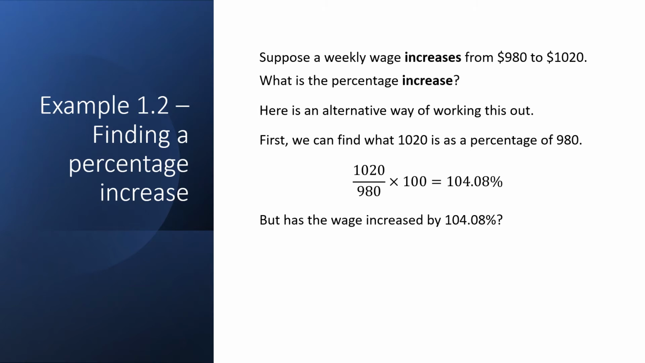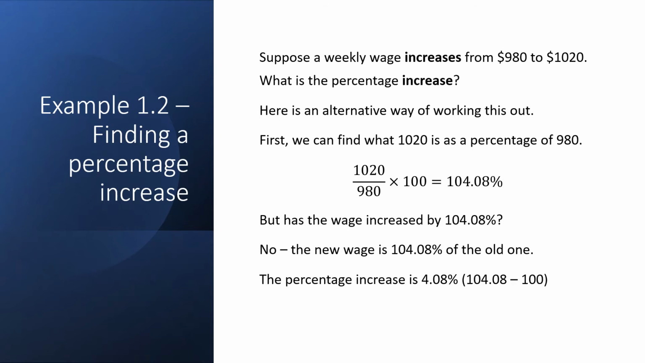Now this percentage tells us that 1020 is 104.08% of 980. It is not the percentage increase. To find the percentage increase, we need to subtract 100 from 104.08, since 100% represents the initial amount, the 980, and the difference of 4.08% represents the percentage increase.